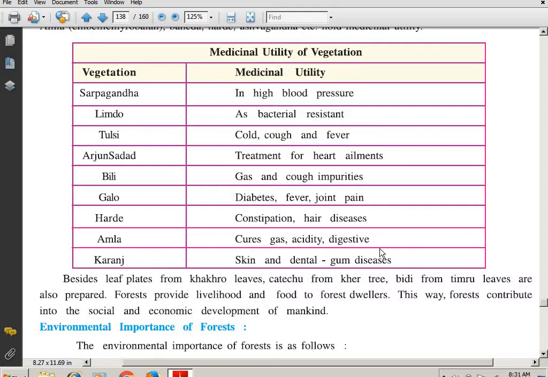Karanj is used for skin and dental, gum diseases. When you have some dental problem or gum disease, some people have bad gums, sometimes blood oozes from there and all. That is the time Karanj is used, that is useful.